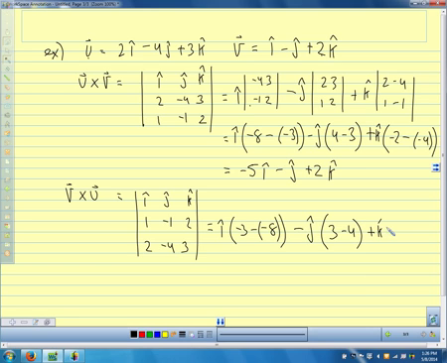plus k hat. Cross out the top row and the last column. 1 times negative 4, I get negative 4, minus negative 2. And I get 5 i hat plus j hat. And I get a minus 2 k hat. See anything interesting there? The signs have switched. And we'll talk about that in just a second.